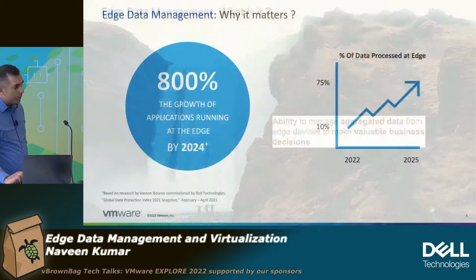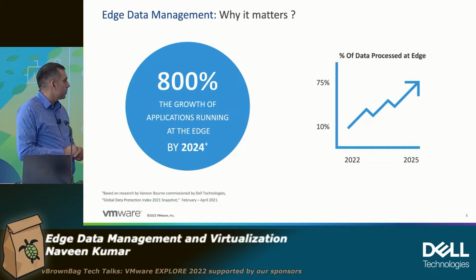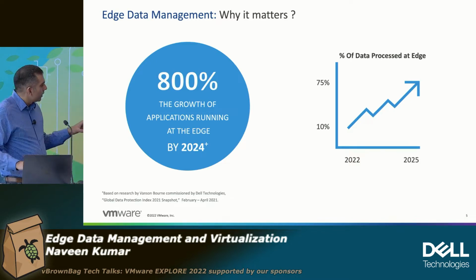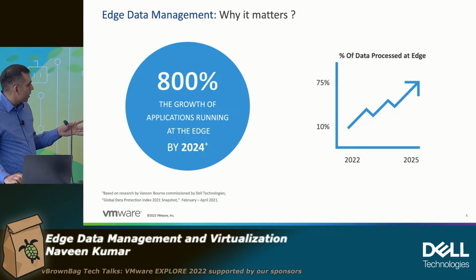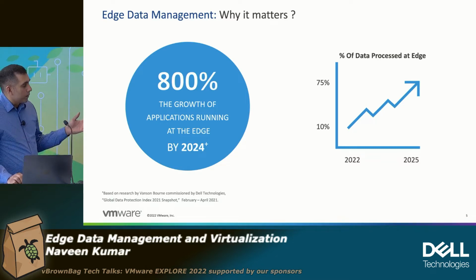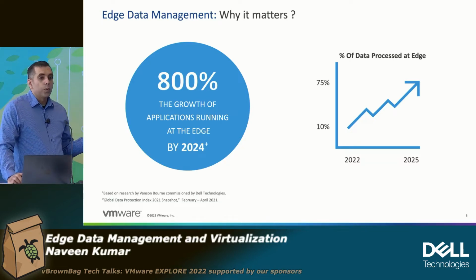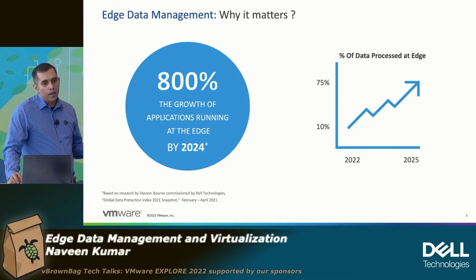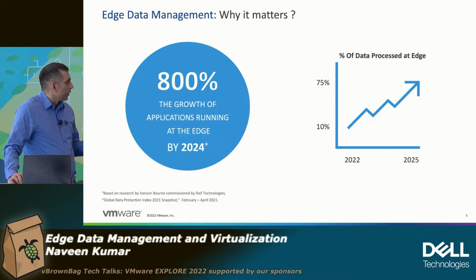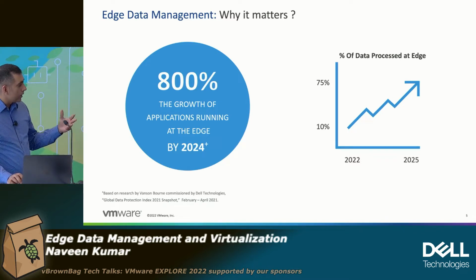Now, when we look at edge data management, in the next 2 years, there will be 800% growth in the number of applications that are going to run at edge. And the amount of data processing that's happening at edge right now is around 10%. This will go up to 75% in the next 3 years. So how do we deal with this? To manage this data properly, we need to have edge data management. And that is not a want anymore, it's a need. If you don't do it right, it will be almost impossible to track this data.